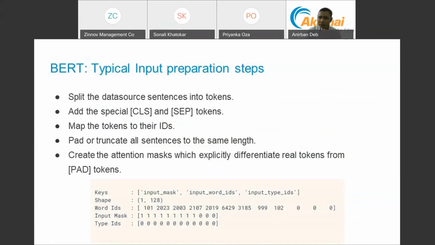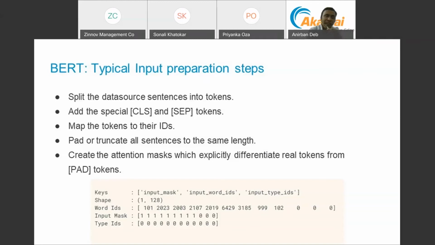But how do you input data to BERT? If you want to input data to BERT, you need to make sure of a few things. You have to add the special classification and separator tokens. And then it has to have an input mask, in case all the sentences are not going to be of the same length.